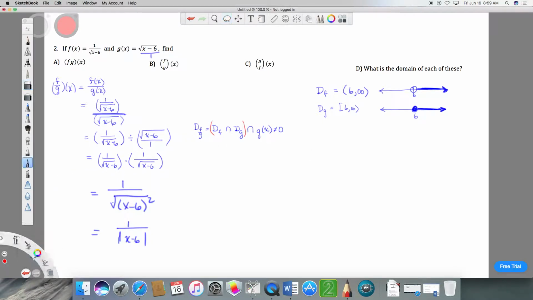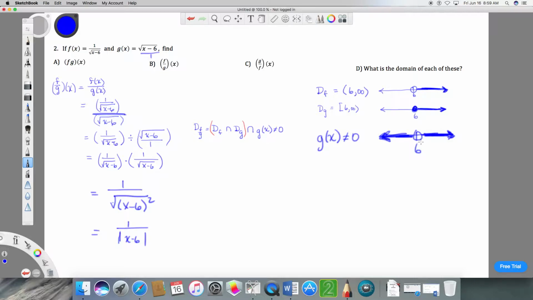So the set of all x that satisfies g of x not being 0 is all real numbers excluding 6. 6 is the only value that, if you evaluate g at 6, you get 0.